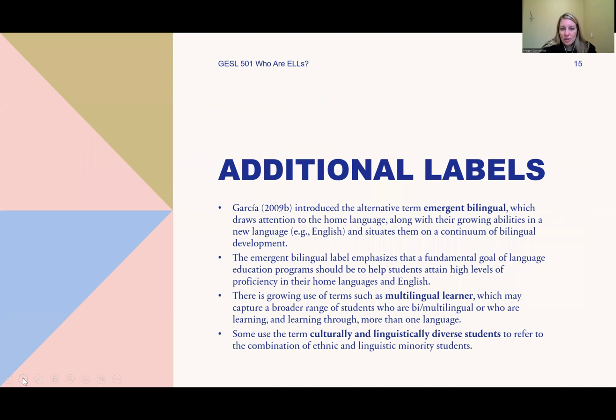There are many additional labels you'll see in the text that they talk about: emergent bilingual. That means that the student is drawing on both their home language and English as a new language. So they're developing both languages. Also, you'll see multilingual learner, and that is capturing a broad range of students who are learning in more than one language. You'll also see culturally and linguistically diverse students to refer to the combination of ethnic and linguistic minority students.